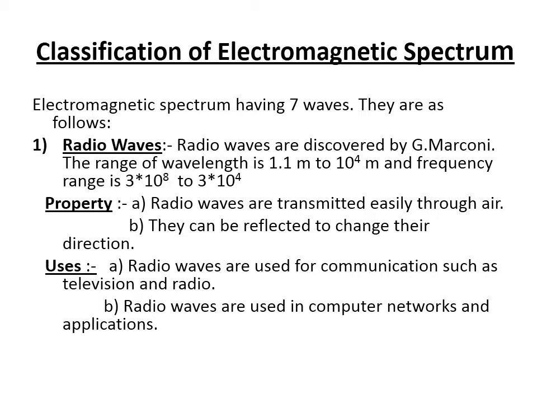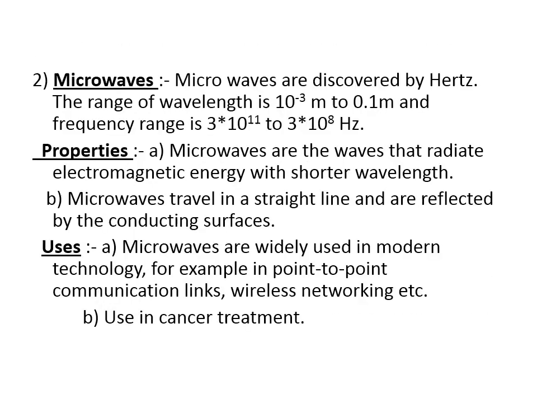First one is radio waves are transmitted easily through the air, and the second one, they can be reflected to change their directions. Okay? Now, the uses of radio waves. First one, radio waves are used for the communication such as television and radio. Second one, radio waves are used in computer network and the computer applications. Okay? Next wave is microwave.